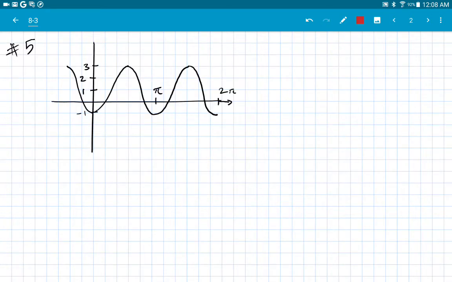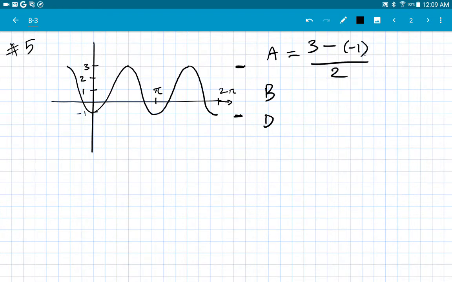So here's problem 5. Here on our graph, we again need to find our a, b, and d values. So let's go ahead and do that. A, b, and d, find the amplitude. Amplitude is taking the max, 3, minus the min, negative 1, and dividing that by 2. That gives us 4 over 2, basically 2.